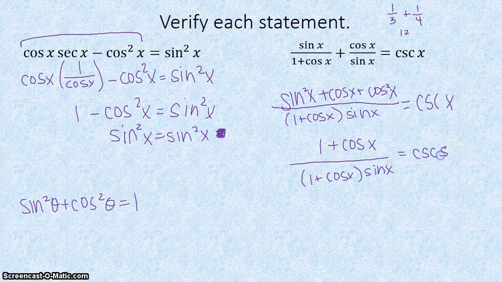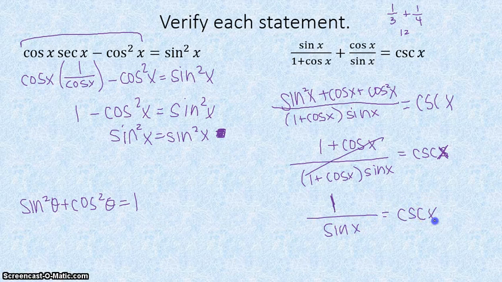Did not change my right side, whoops, cosine x. Both the top and bottom have that 1 plus cosine x, so those cancel. Okay, I brought everything off of the top, so I'm left with a 1 on top. On the bottom is sine x, or denominator rather. Did not change that right side. 1 over sine x is cosecant x, so cosecant x equals cosecant x. My left side now says the exact same thing as my right side, so I'm finished.